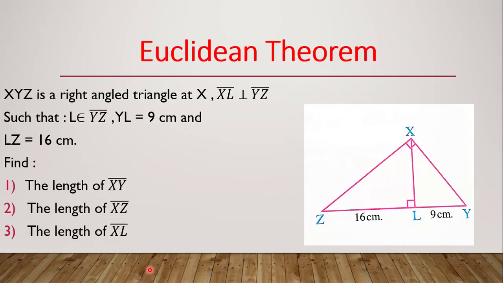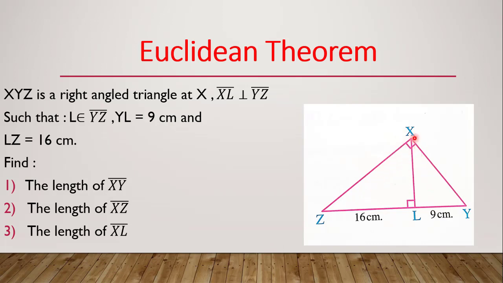Let's take an exercise. Here we have XYZ, a right angle triangle, and from the right angle we draw XL, which is perpendicular to the hypotenuse. So I can use Euclidean theorem here. Number one, I want to calculate the length of XY. What is XY? This is XY. XY is one of the sides of the right angle.